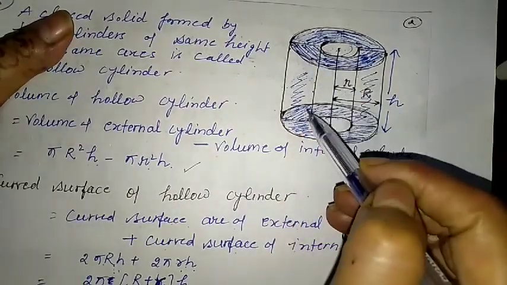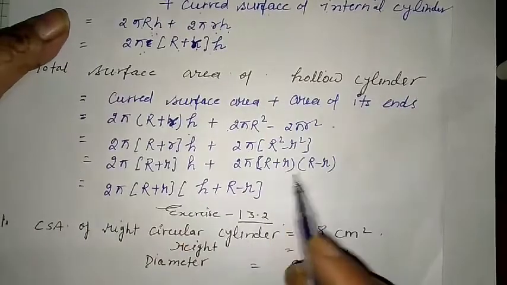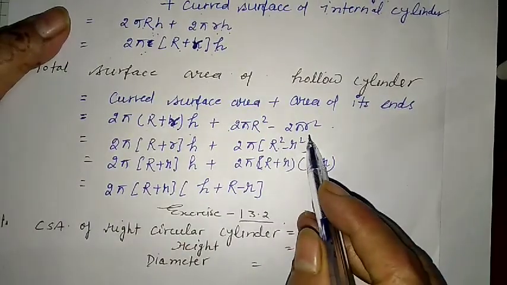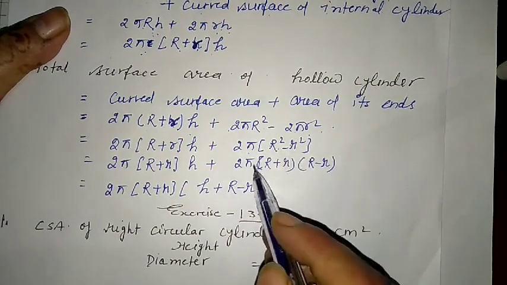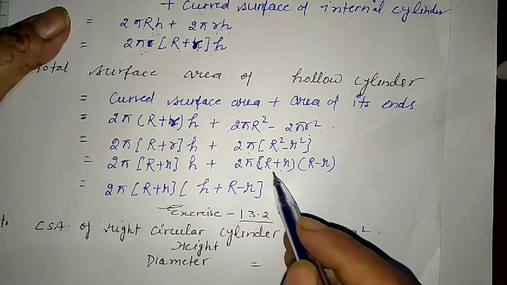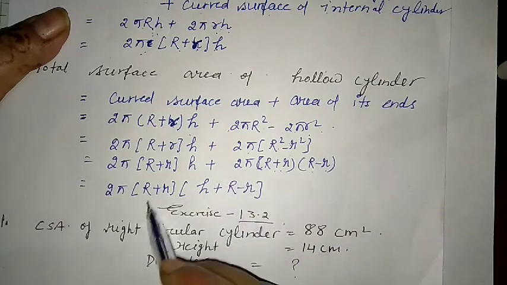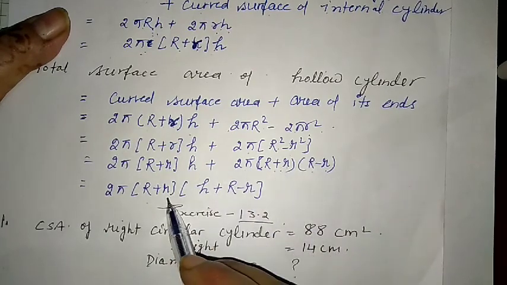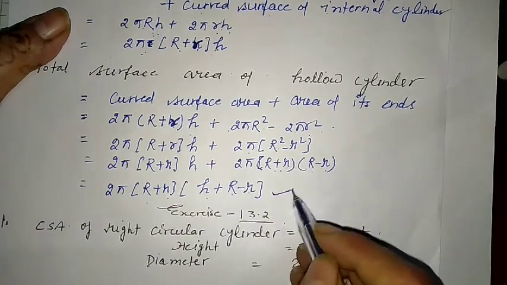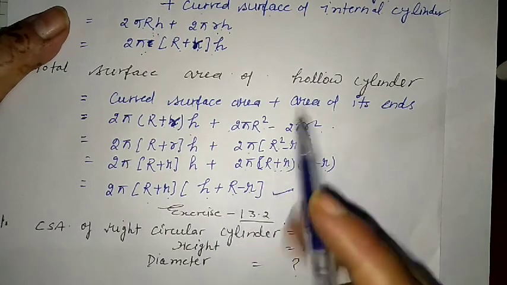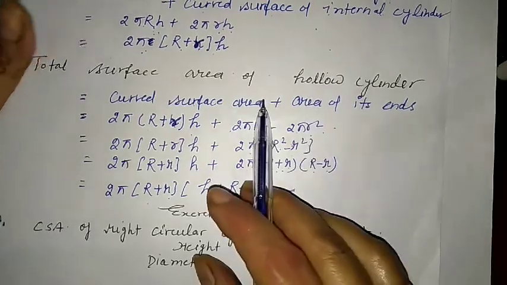तो 2 pi, क्योंकि ऊपर भी है और नीचे भी है, तो इसलिए हमें लेना पड़ेगा 2 pi capital R square minus 2 pi small r square. So 2 pi can be common, R square minus r square can be written R plus r into R minus r. From both we are having 2 pi capital R plus small r, both can be common. Here is remaining h, here is remaining capital R minus r. So this we can use if we have the hollow cylinder: the volume, the surface area and the total surface area.